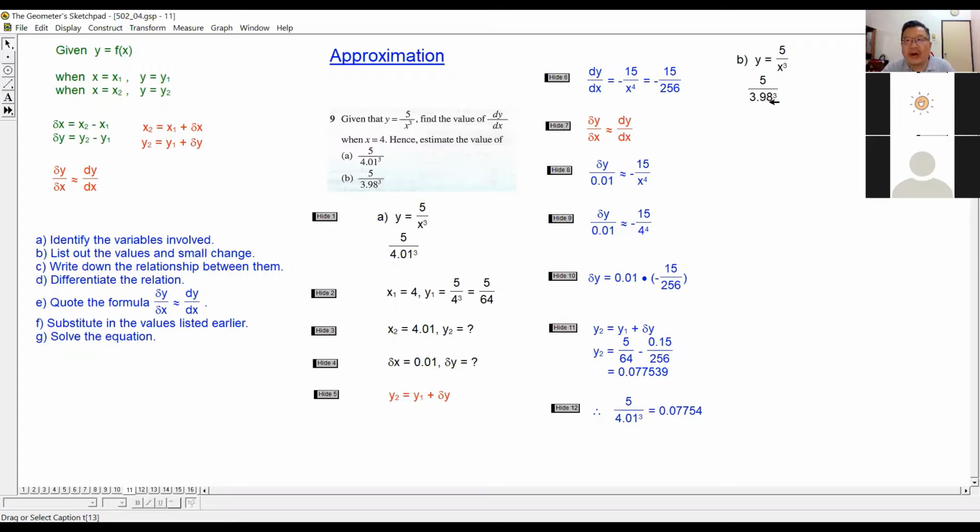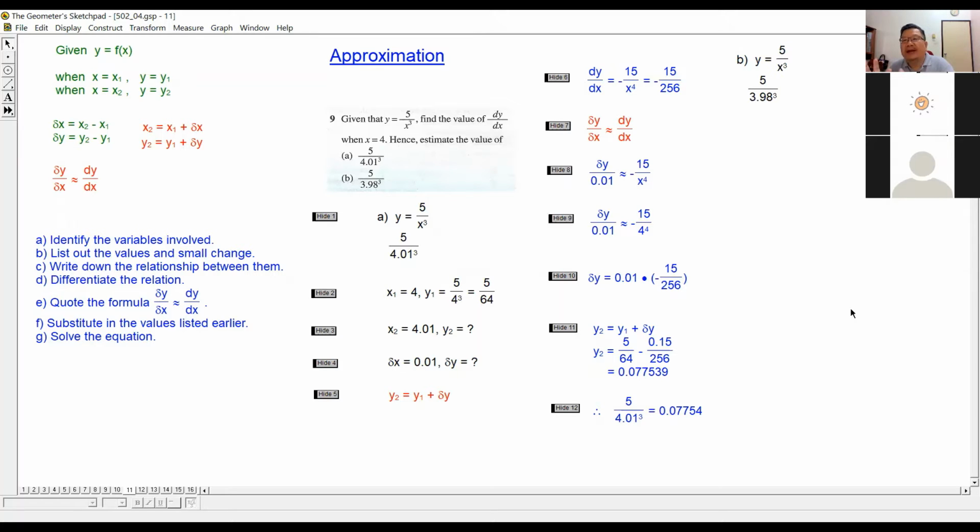This is actually your x2. You see x cubed here, then 3.98 cubed, so that means the value of x is 3.98. But which value is it, x1 or x2? This value is actually your x2. Which one is the x1? The x1 is given in the question: x equals 4. Okay, so far any questions?